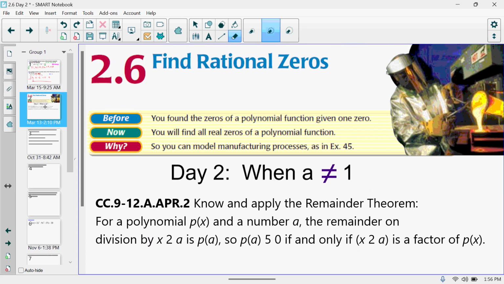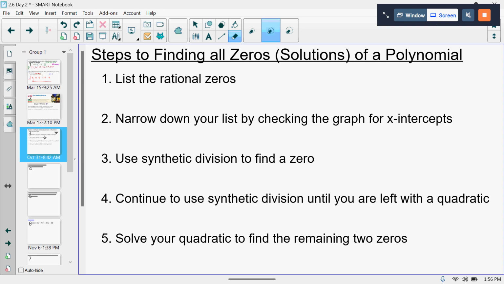So in today's lesson, it's a continuation of yesterday. So all the steps are going to be the same. So you already wrote this down in your notes yesterday. We're going to start by again listing the possible rational zeros, which is what we did on the first question in the warm-up. Then we got to actually use synthetic division to figure out which ones work after we look at the graph to help us narrow it down.